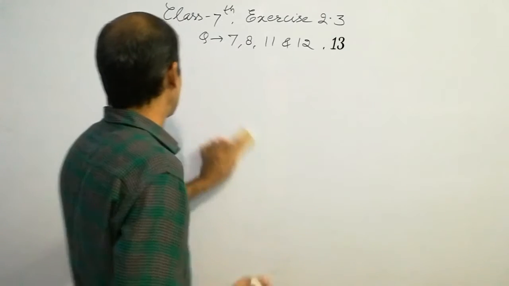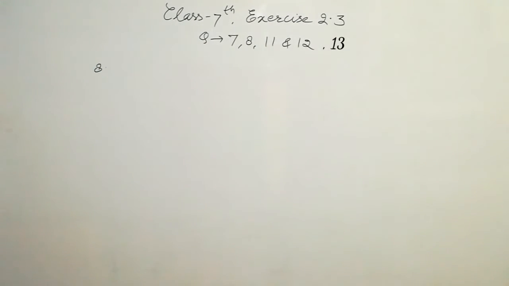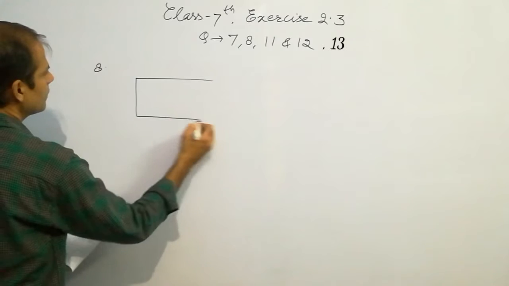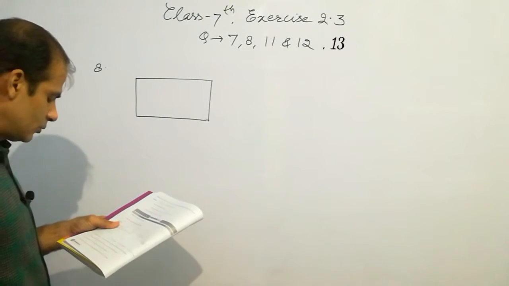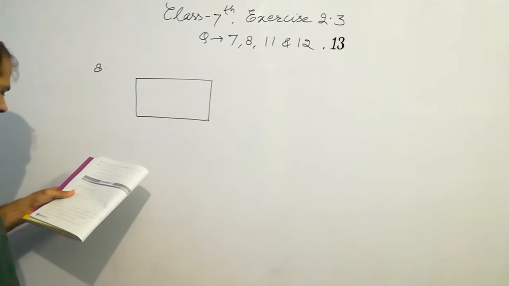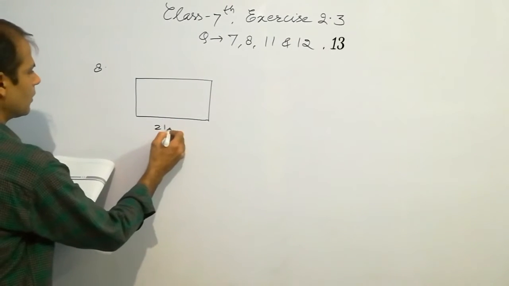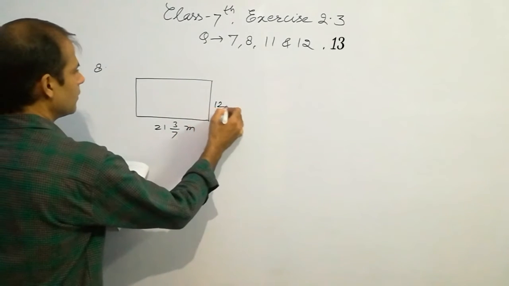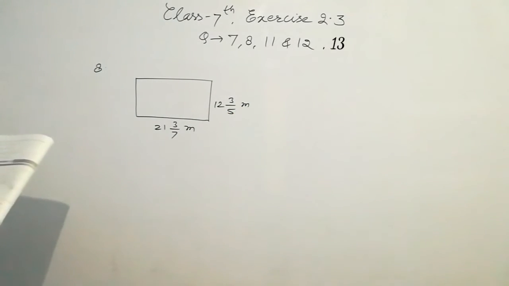Now question number 8. Question number 8 says a rectangular park. So you can draw a rectangle in your fair copy. It doesn't matter if you don't draw. A rectangular park is 21 and 3/7 meter long and 12 and 3/5 meter wide. What is the area of this park?